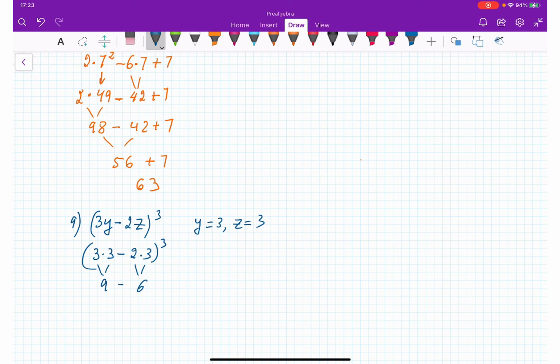We are following the order of operations. Multiplication comes first, then subtraction, and first of all we are taking care of parentheses, right? Next, I have to do the subtraction in parentheses, which gives 3, and then to the power 3, it's going to be 27. I hope we are doing good.